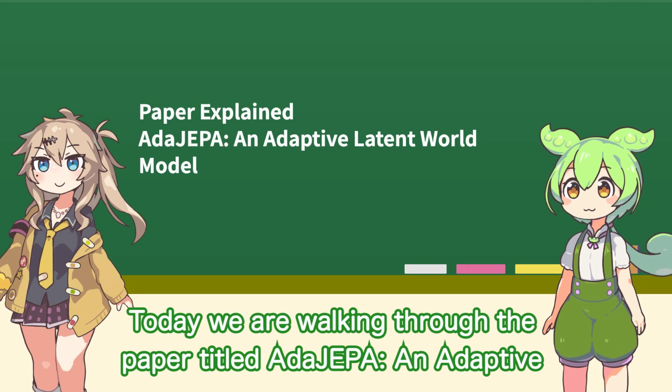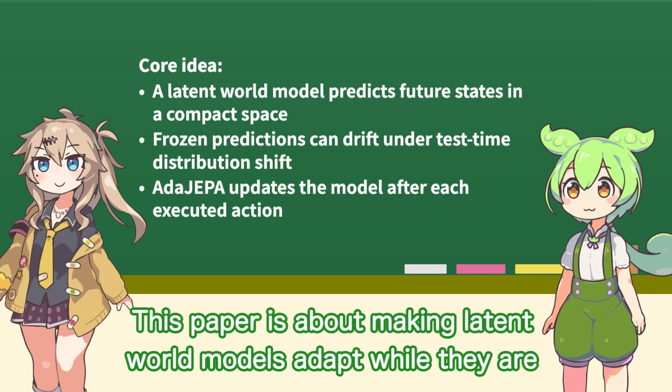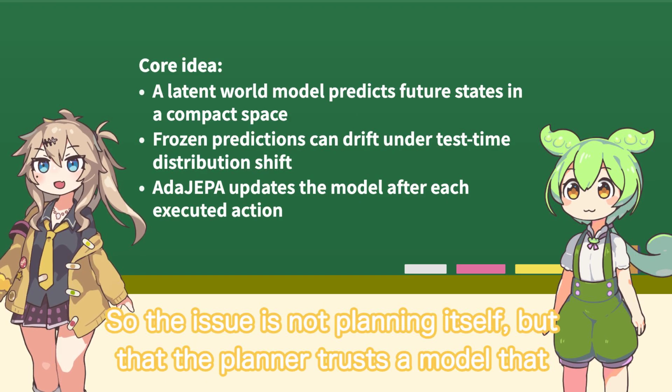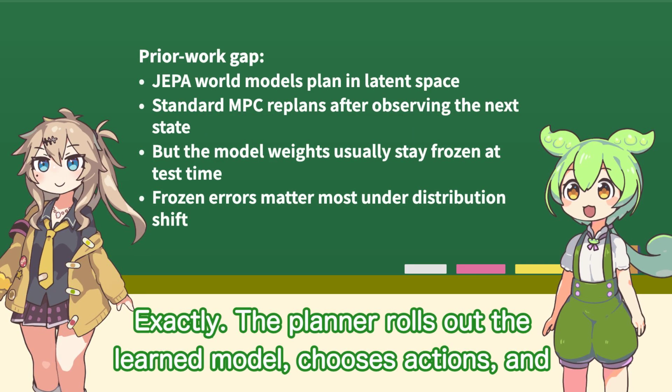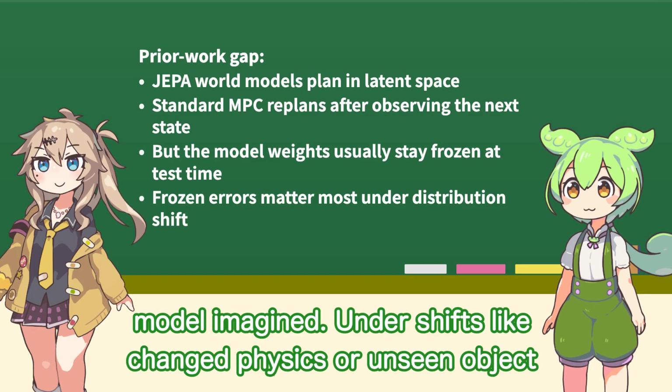Today we are walking through the paper titled AdaJEPA. This paper is about making latent world models adapt while they are being used for planning, instead of freezing them after offline training. So the issue is not planning itself, but that the planner trusts a model that may be wrong during deployment. Exactly. The planner rolls out the learned model, chooses actions, and then the real environment may respond differently from what the model imagined.